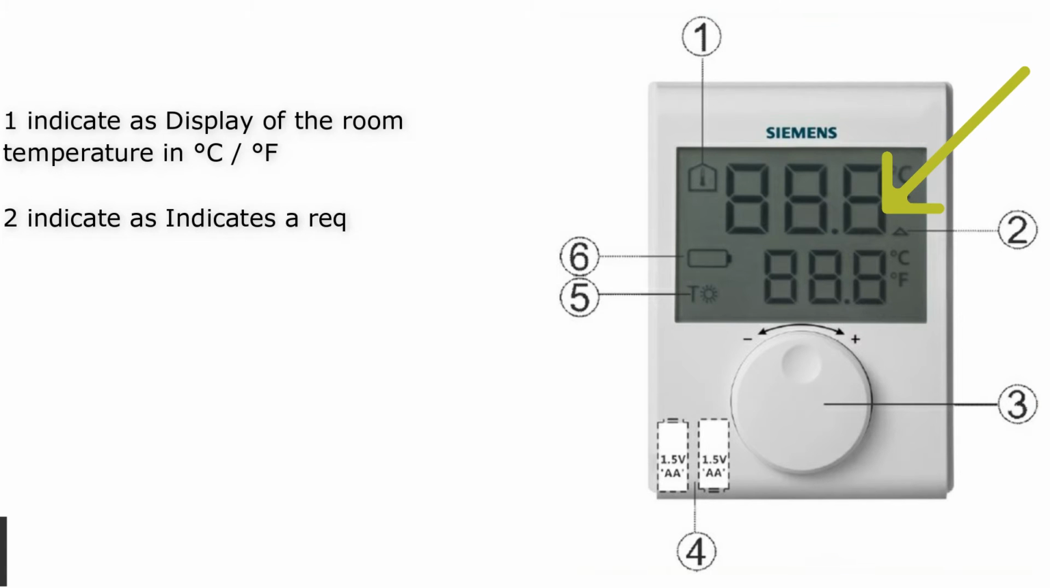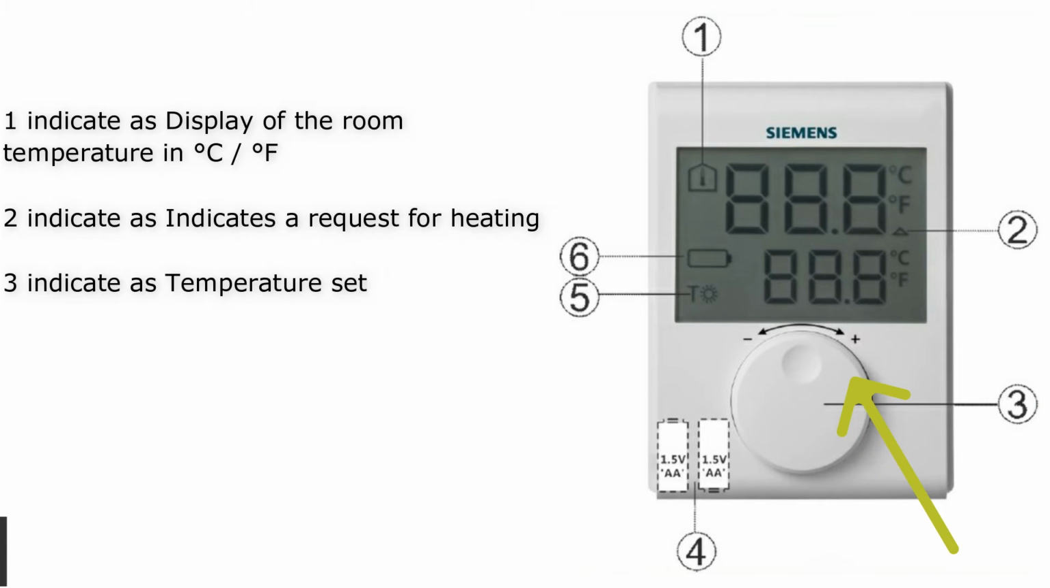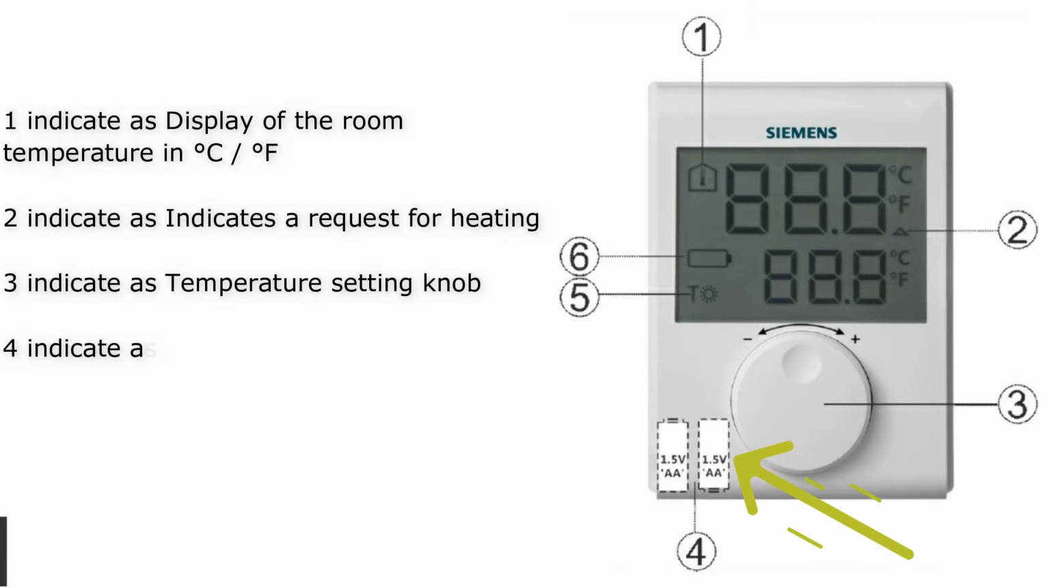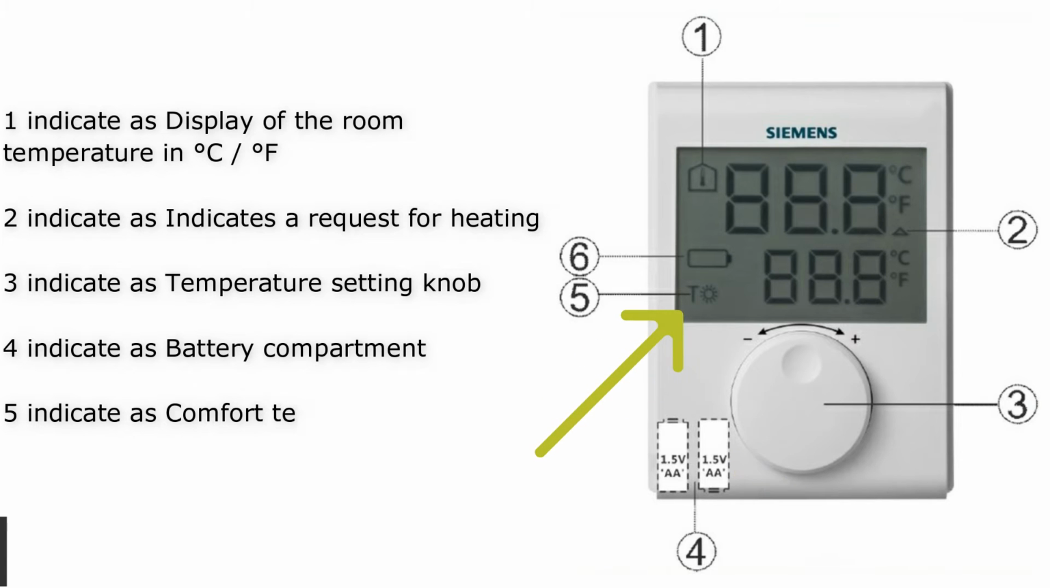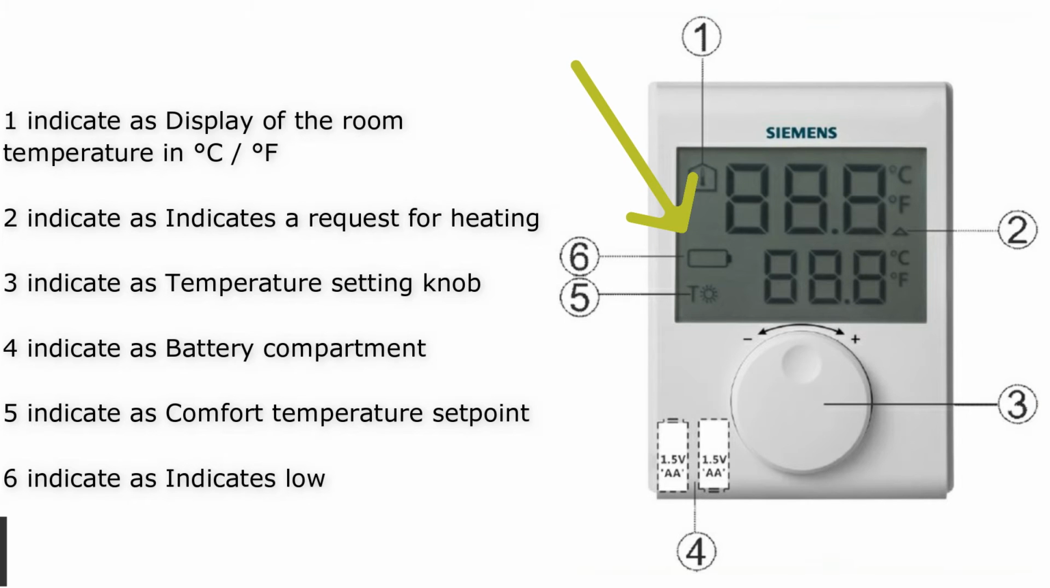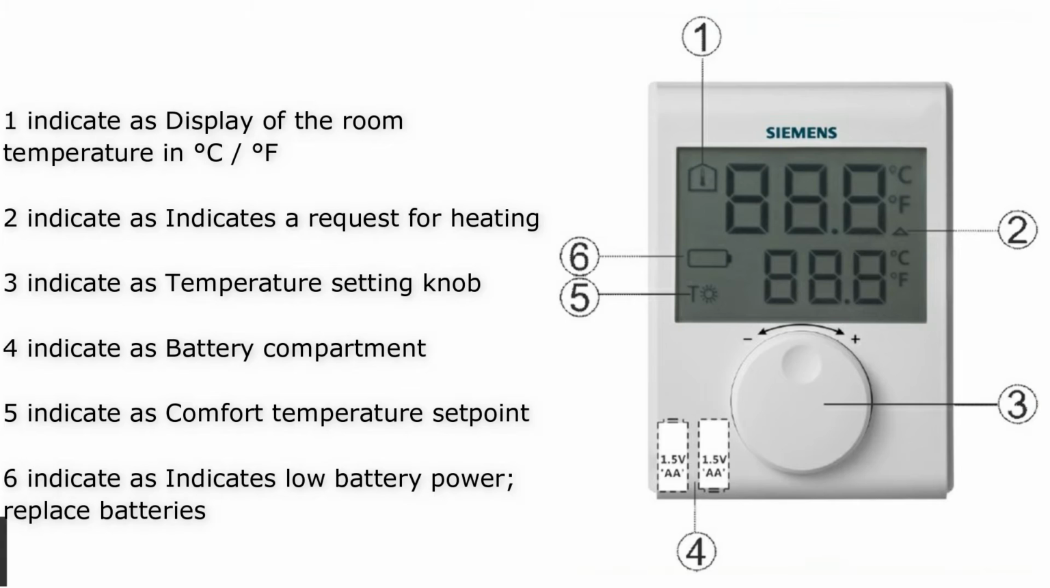1 indicates the display of the room temperature in degrees Celsius or degrees Fahrenheit. 2 indicates a request for heating. 3 is the temperature setting knob. 4 is the battery compartment. 5 is the comfort temperature set point. 6 indicates low battery power, replace batteries.